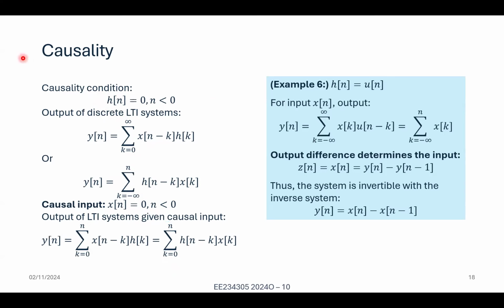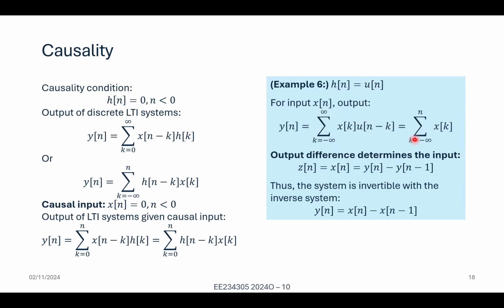So this is an example actually from the previous one about the invertibility. So Hn here equals Un, and for input Xn, we have the output Yn equals the sum of this Xk, Un minus k, and that's basically just Xk. Just change this into n. And the output difference here determines the input.